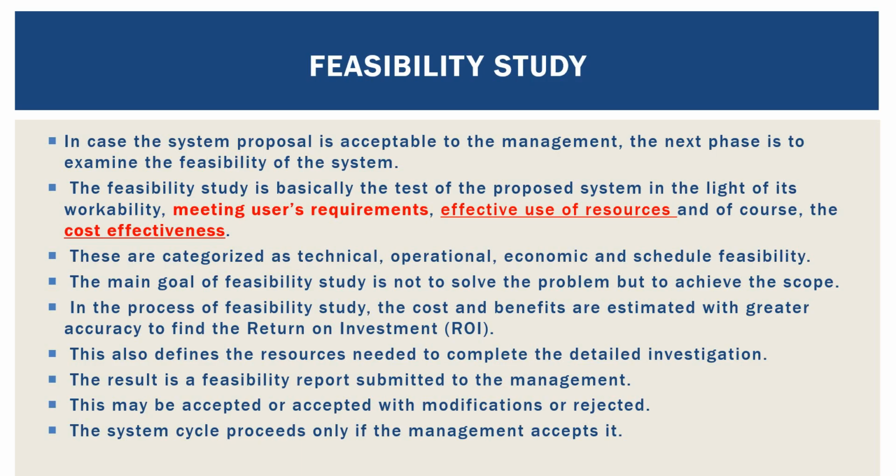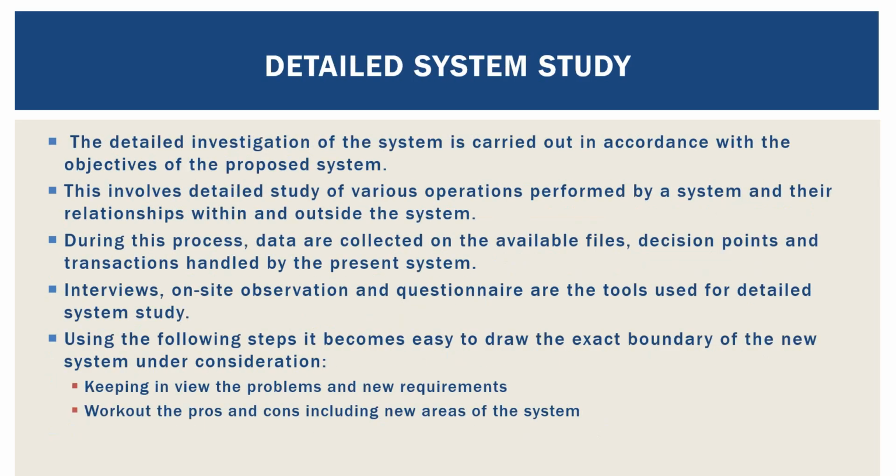Then it also defines the resources needed to complete the detailed investigation. The result is a feasibility report, which is the deliverable of this second phase, and it is submitted to the management. Then it may be accepted, rejected, or accepted with modifications. The cycle proceeds only if management accepts it. So assuming it has been accepted, we go on to the next stage.